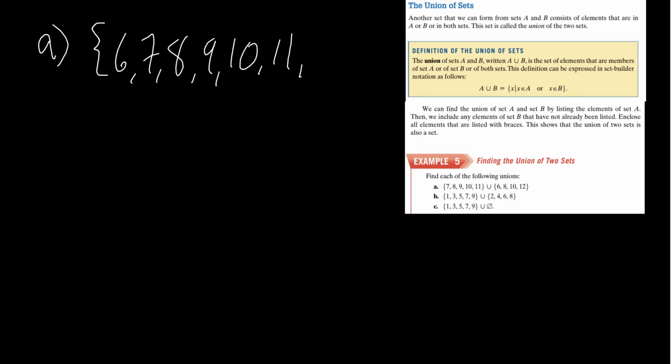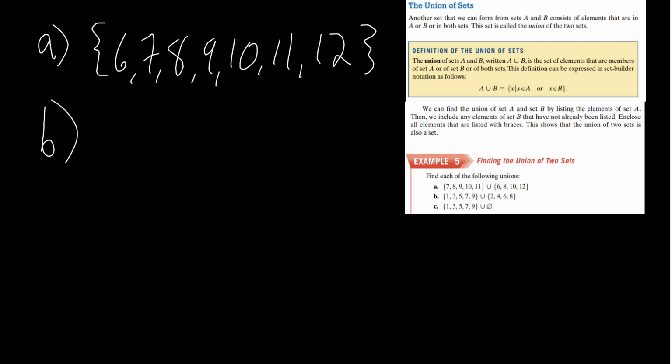So it's just basically listing off everything. We don't skip an element. We don't repeat an element. We just list them all off. So A, it looks like 6, 7, 8, 9, 10, 11, 12. So that is the set 6, 7, 8, 9, 10, 11, and 12. Again, we just wrote everything there. That is the union of those two sets.